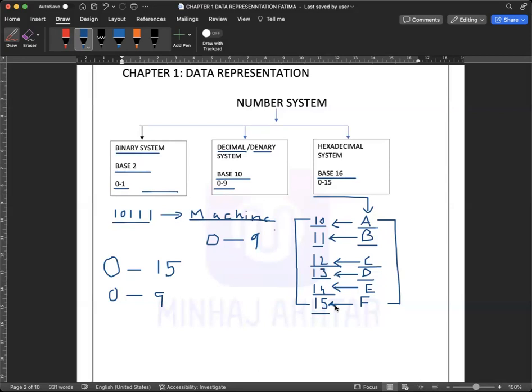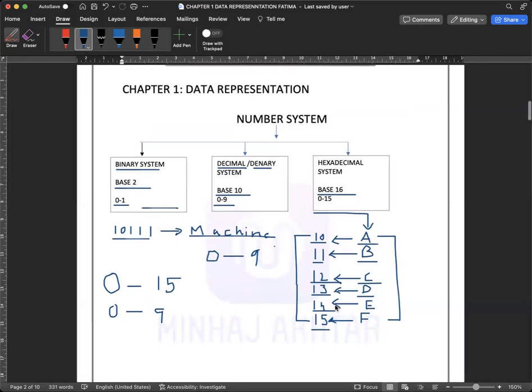I got it. So take out your notebook, write down the heading of data representation, chapter 1 and number systems, and draw this chart. You have only 4 minutes. You need to draw everything, write everything. Your time starts now. Once you're done, you need to send me the picture of your work.